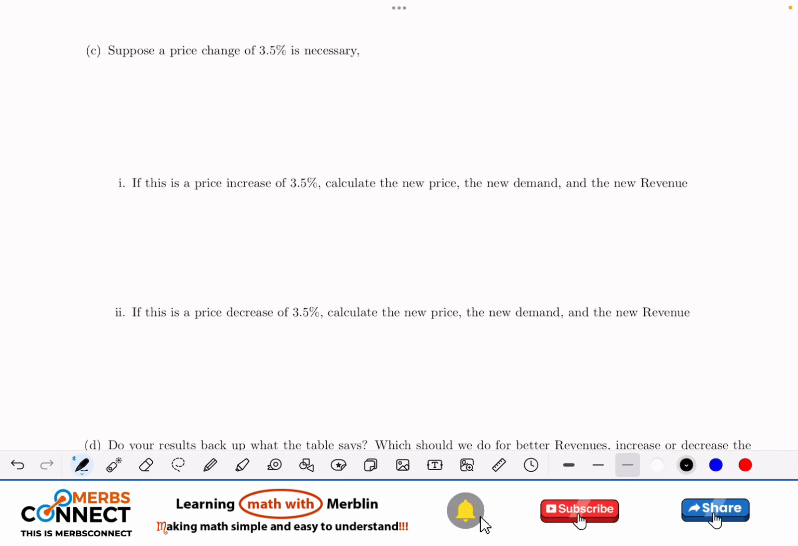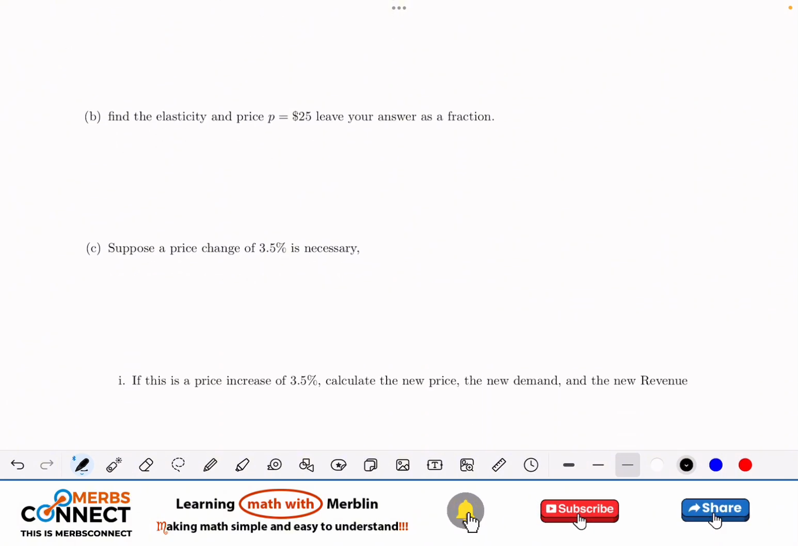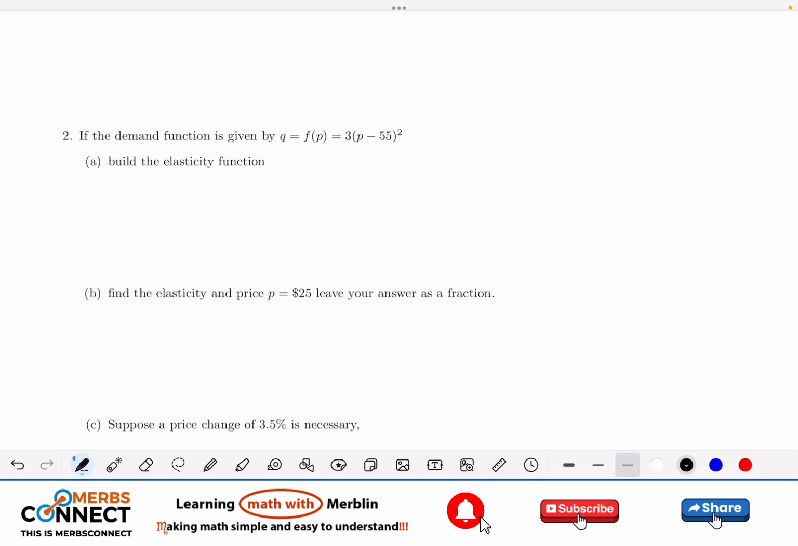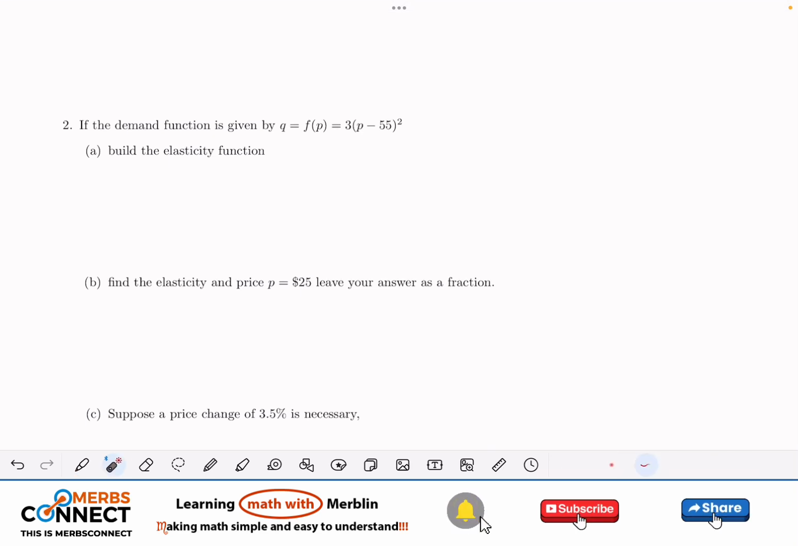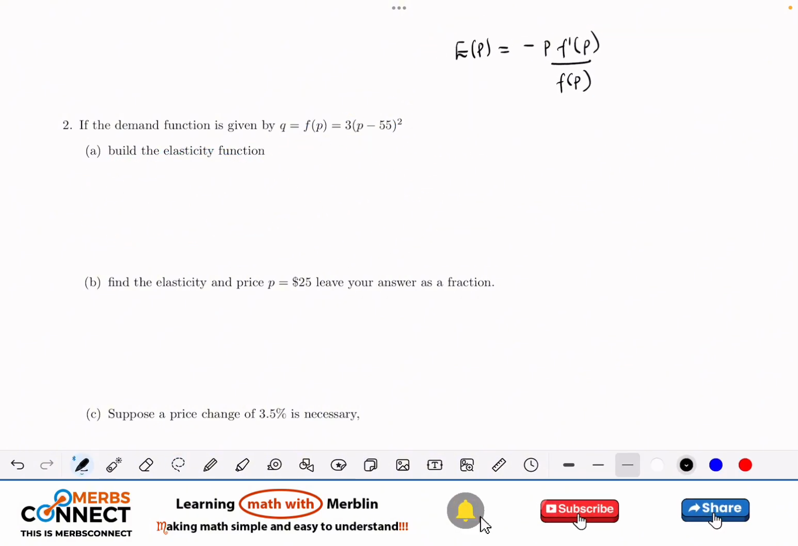Now let's look at 2. 2 also follows the same procedure, right? So I'm just going to leave the 2 for you. You are going to do the same thing, right? Okay, so let me do the differentiation for you and then you just go through the same thing. So here for the elasticity, E of P is equal to minus P F prime of P divided by F of P, right? So this is the formula for calculating elasticity.